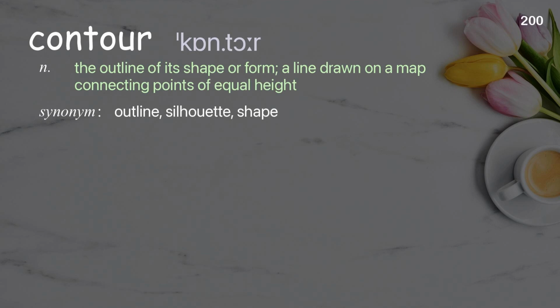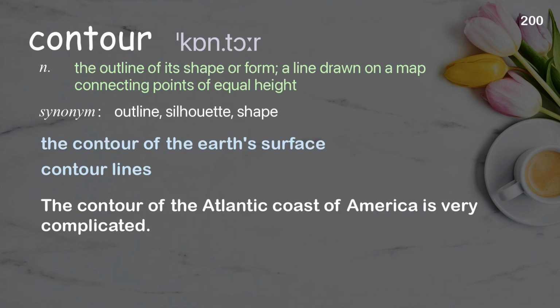Contour. The outline of its shape or form, a line drawn on a map connecting points of equal height. Examples. The contour of the Earth's surface. Contour lines. The contour of the Atlantic coast of America is very complicated.